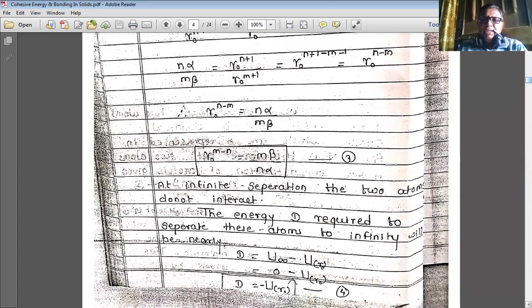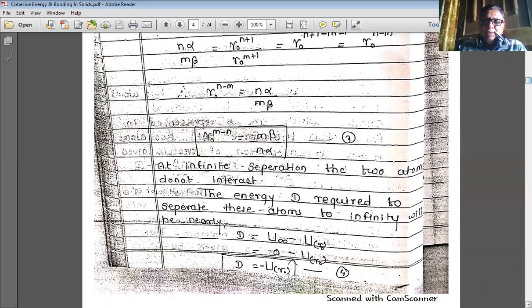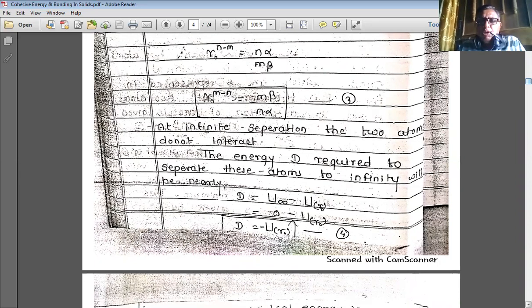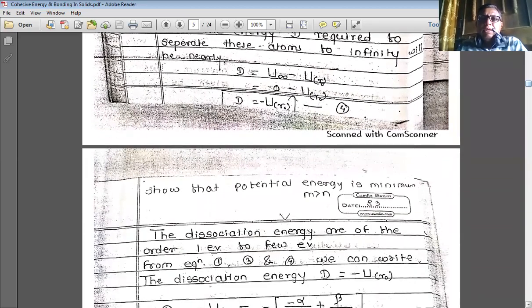So the energy D required to separate these atoms to infinity will be D equal to U of infinity minus U of r₀. Now you have got the standard equation D is equal to minus U of r₀. This is equation number 4. This is the answer for D.